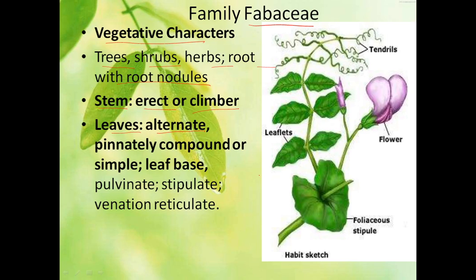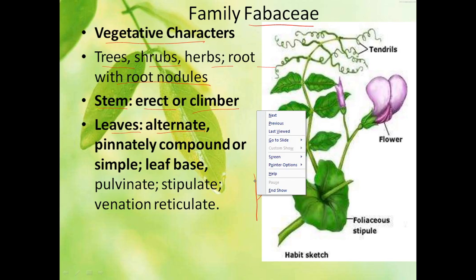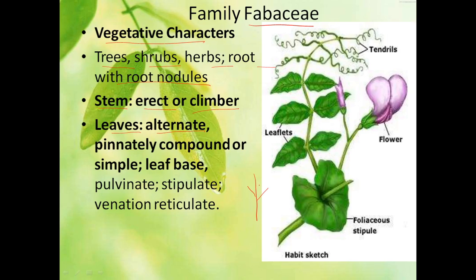What does alternate mean? It means that when a leaf arises from one node, another leaf arises at the opposite side, not on the same node, with a gap between one node and another. These gaps are called internodes. This is the alternate arrangement of leaves. Mostly they are pinnately compound leaves. Some are simple, with a pulvinate leaf base, stipulate, and the venation is reticulate.